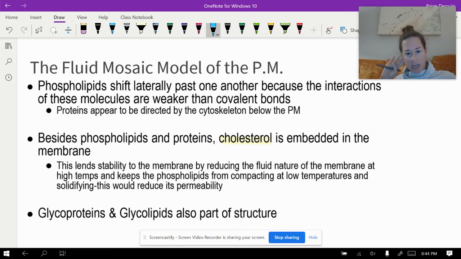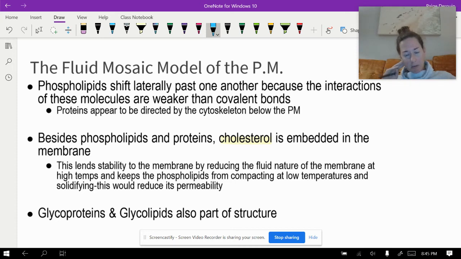So basically, it just helps the membrane maintain stability in terms of its fluidity, and it keeps it from becoming either too rigid or too fluid. So it's actually really important to have that cholesterol. Obviously, cholesterol also can be super bad, but in this case, it's really helpful to your cells.